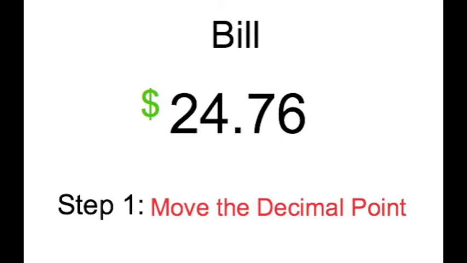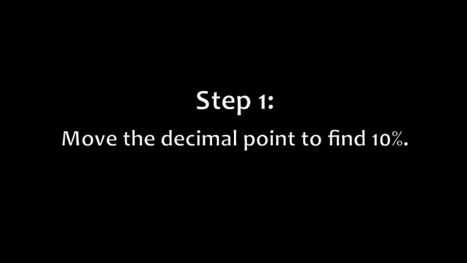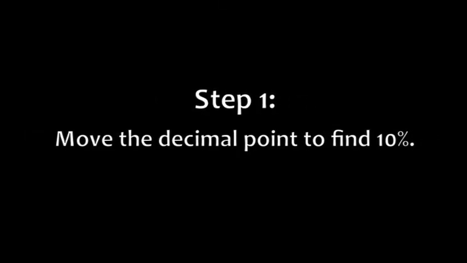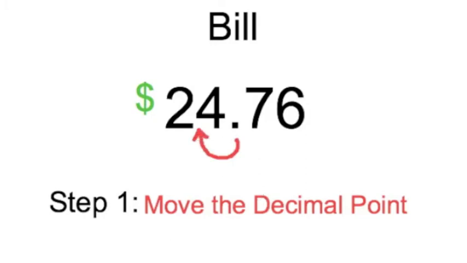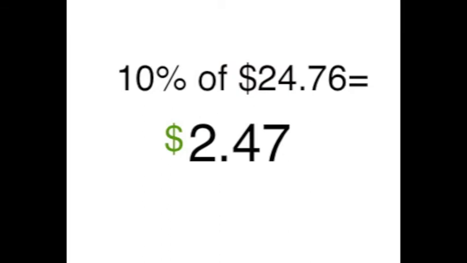So let's take a look at an example involving money, which uses some of the rounding skills that we've just talked about. In this example, our bill comes to a total of $24.76, and we want to find out what 10% of this number would be. Moving the decimal point one place to the left has the same effect of multiplying the number by 10% or 0.10. In our case, moving the decimal point gives us a new result of $2.47. In other words, $2.47 is 10% of our bill.